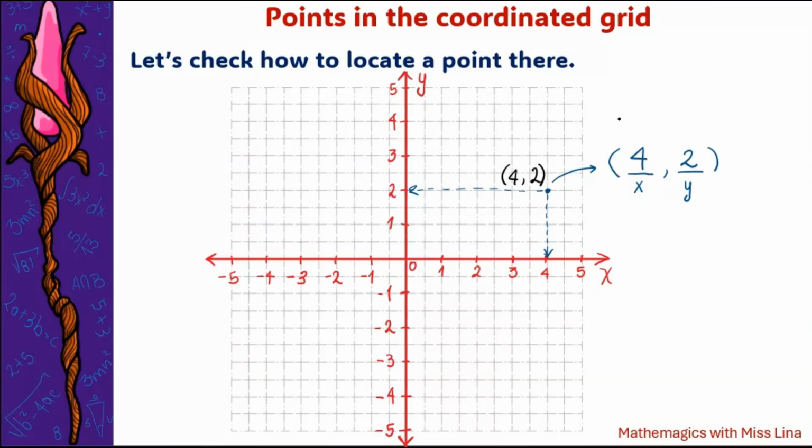This is also important, guys. Put the parentheses at the beginning and at the end, and the comma to separate the x and y coordinate. That's how you show a point in the coordinate grid.